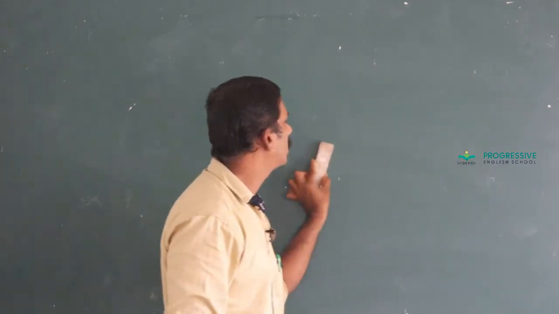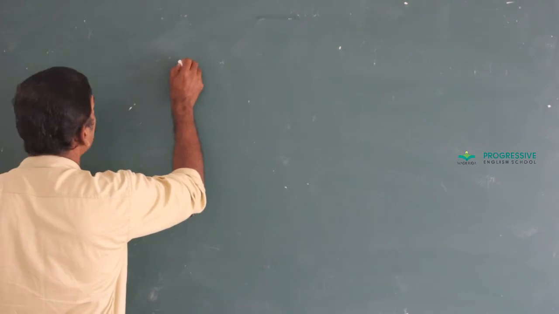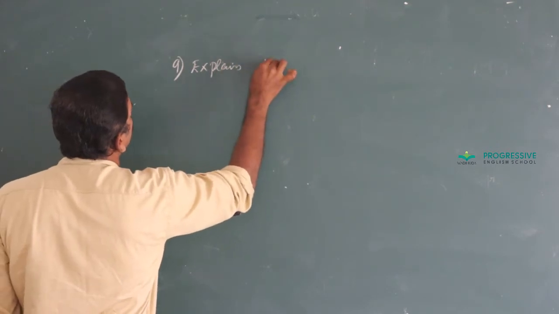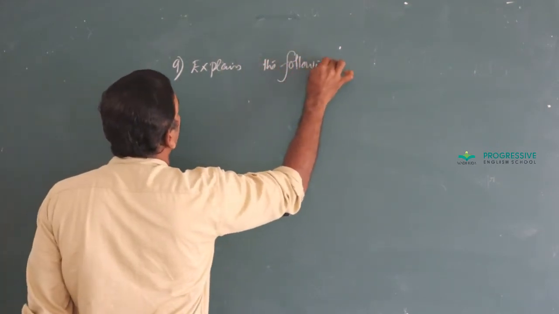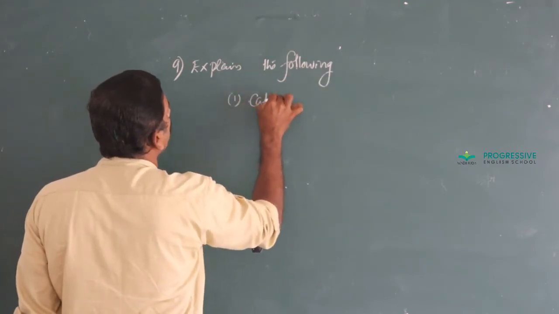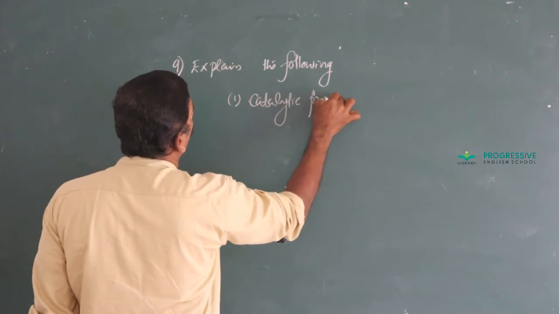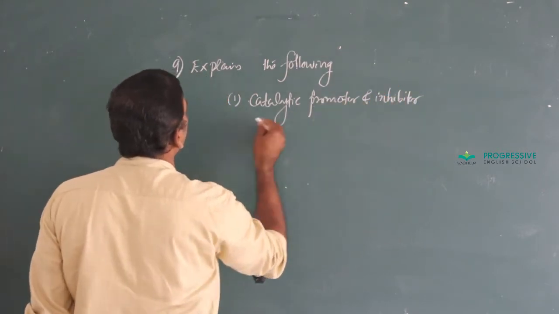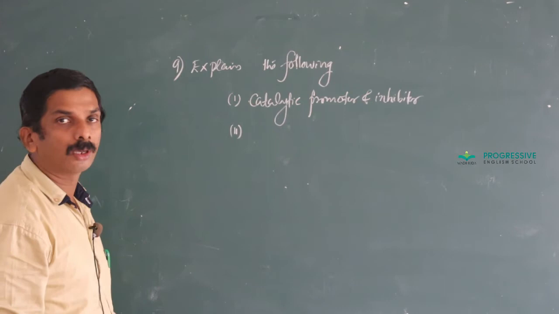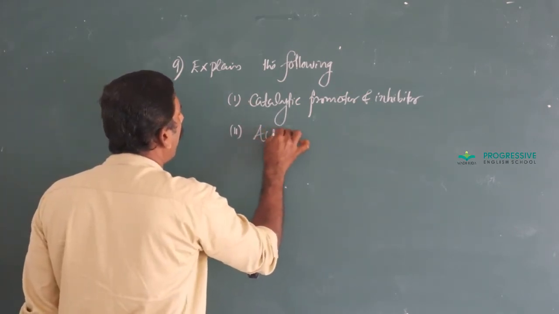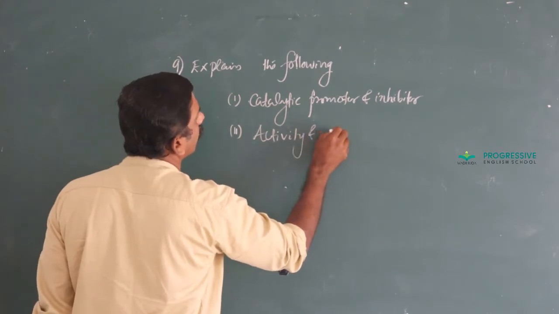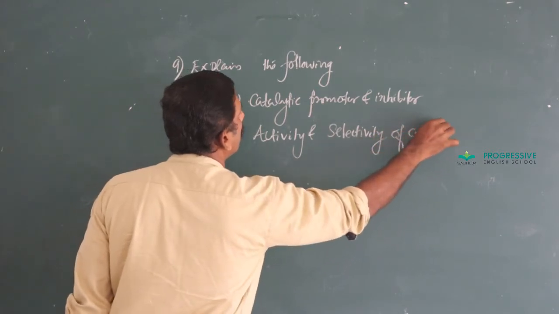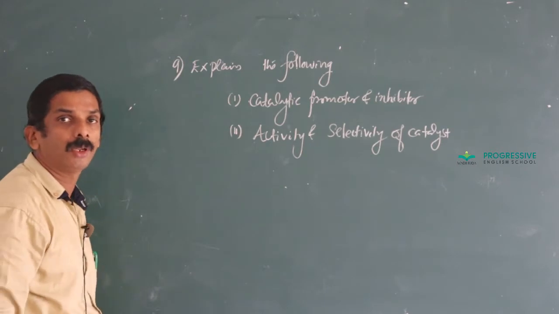Next is explain the following terms. I think it is ninth one. Explain the following terms. First one, catalytic promoter and inhibitor. Second one, activity and selectivity of catalyst.